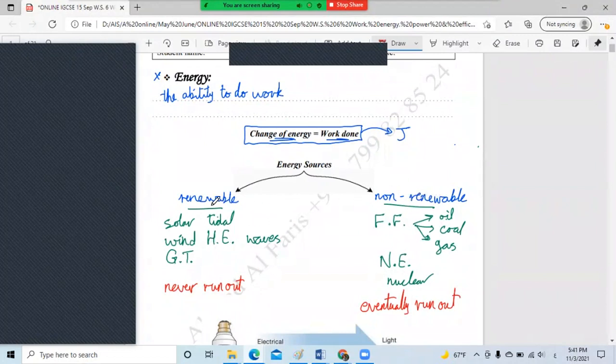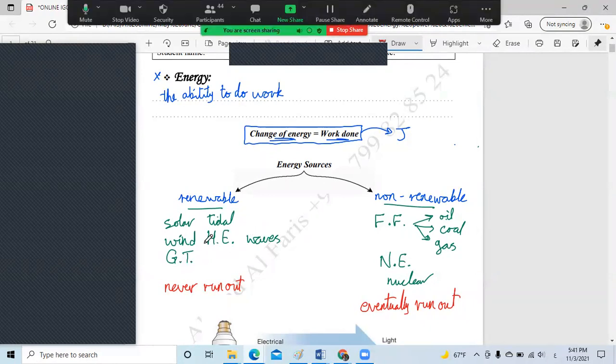And the advantages of renewable energy sources are that they exist, they are free, and they have low cost in the long term. But the disadvantage is that they are not efficient. Most of them cost a lot in the beginning. That's what we talked about last time.